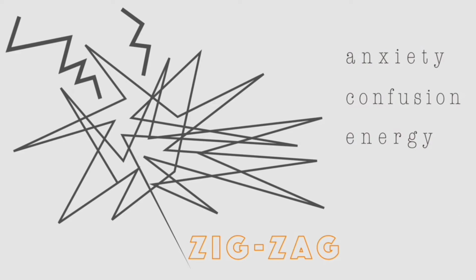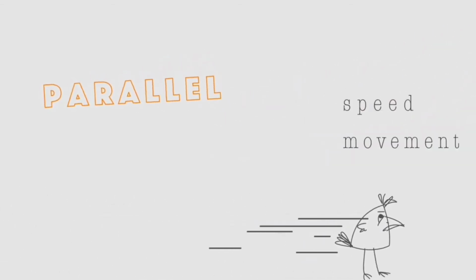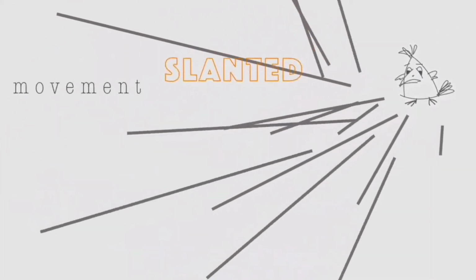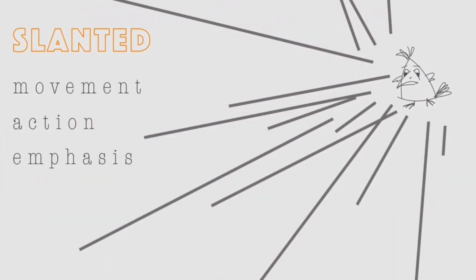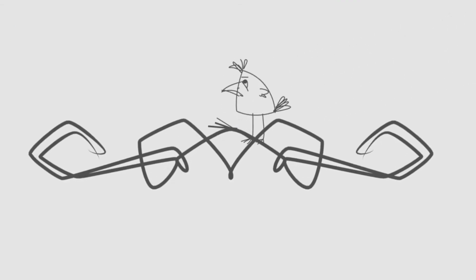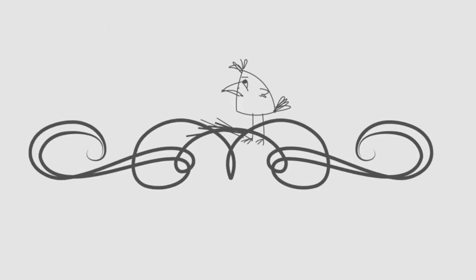Number 5, parallel lines give an impression of speed and movement. Number 6, slanted lines are also full of energy. They support movement and action in an artwork. They can also emphasize and lead the eye to a specific spot in the picture. Overall, the quality and characteristics of the lines that you use contribute to the mood of your artwork.